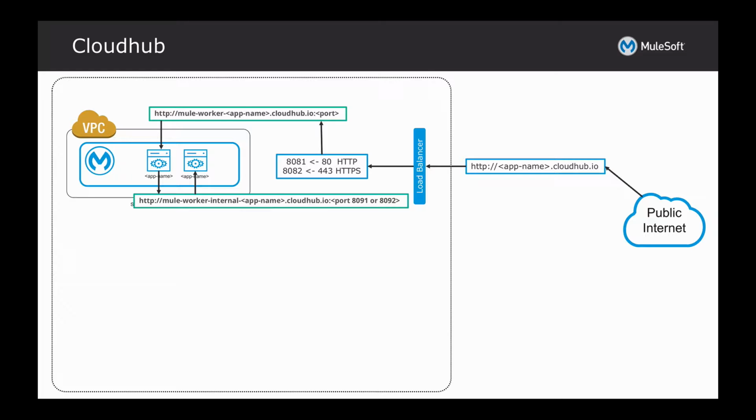Internally, the apps can communicate with one another over a different DNS, mule-worker-internal-appname.cloudhub.io, and those ports are 8091 and 8092. But when you're using the out of the box, generally available Cloudhub, you don't really have to worry about those ports and that specific DNS name. Additionally, you can also hit these Mule workers by going directly to that DNS, mule-worker-appname.cloudhub.io, and bypass the load balancer.